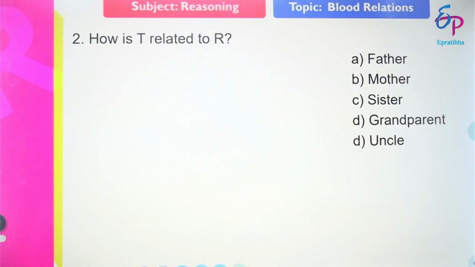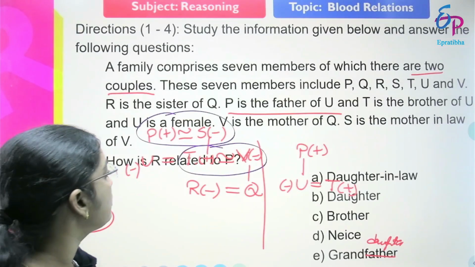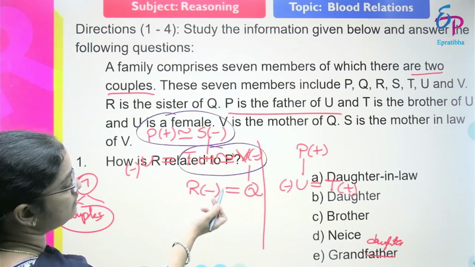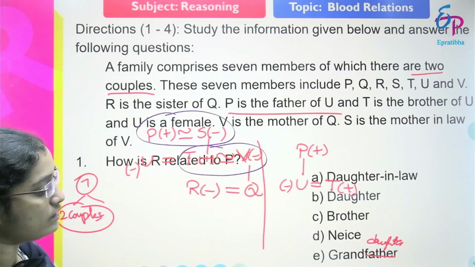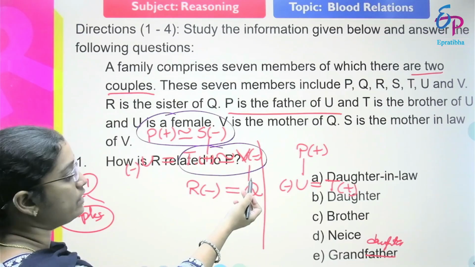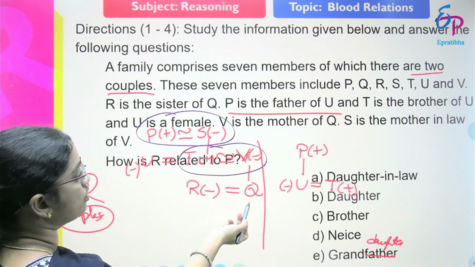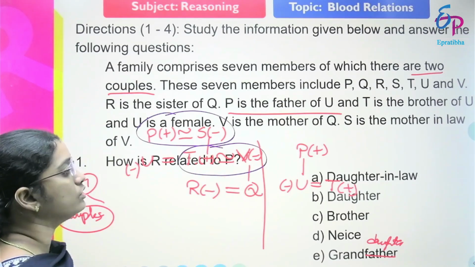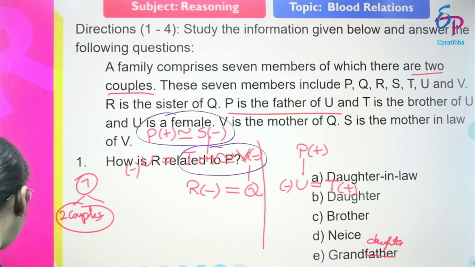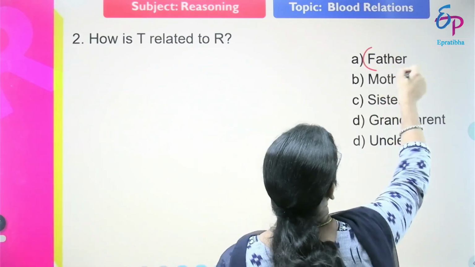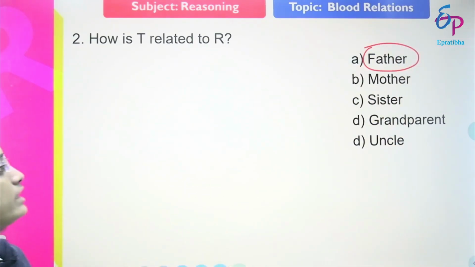How is T related to R, friends? By using this diagram, T is the father of R. Just observe here. These two persons, T and V, are a couple, and V's children are R and Q. So T is the father of R and Q, and V is the mother of R and Q. That means T is the father of R. Here we have that option, father. Then move to the next question.